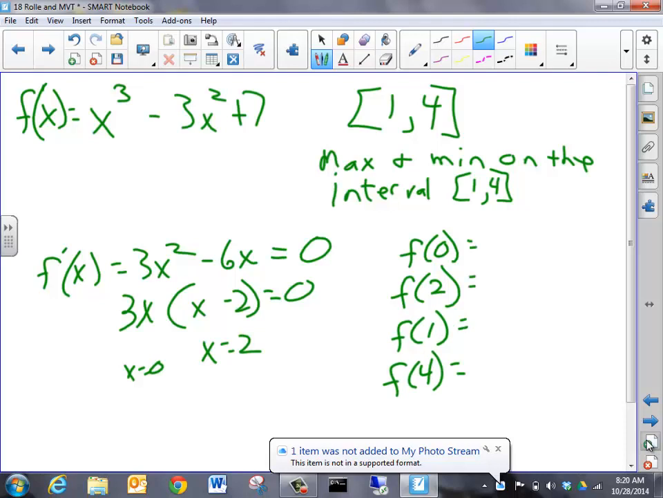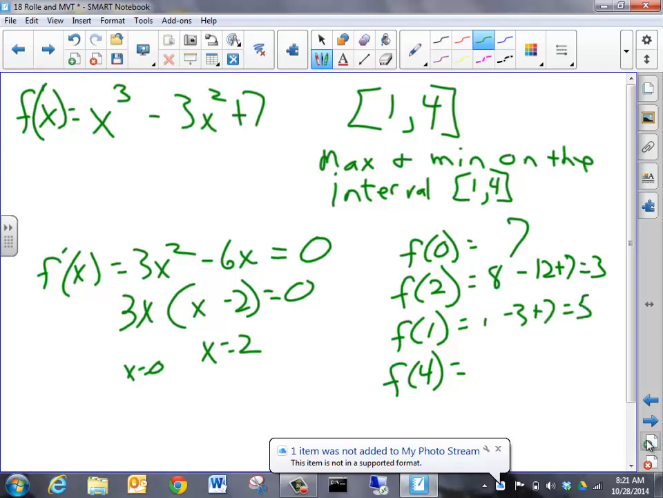Okay? Everybody in agreement with me there so far? Okay, when I plug in 0, what do I get? All right, when I plug in 2, what do I get? 8 minus 12 plus 7, I get 3. When I plug in 1, what do I get? 1 minus 3 plus 7, 5.